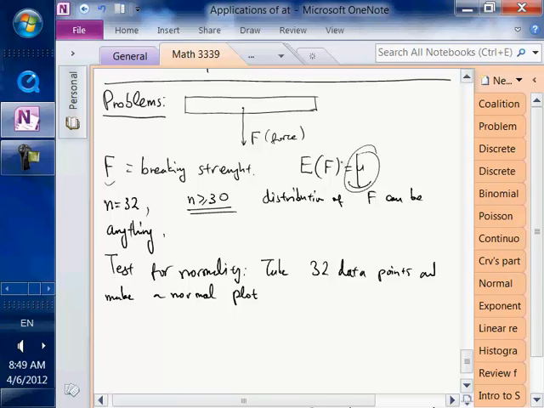Now, suppose that you don't have the ability to do the QQ plot. You can do something which is much easier. Do a box plot.